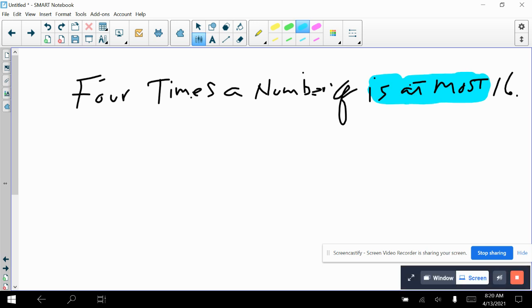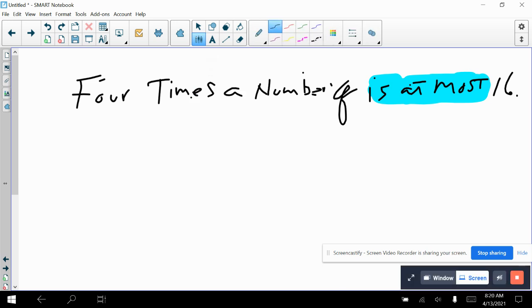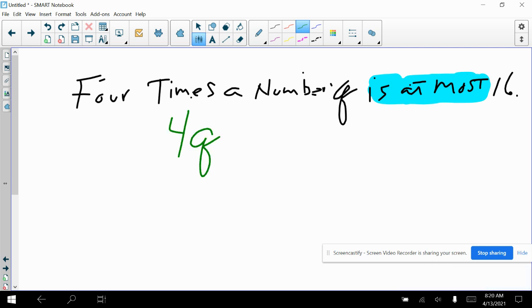This is one of the harder ones. I'm not sure why, but through the years, this is one of them. I'll show you the next one here in a minute. Okay, we should know what 4 times the number q looks like. What does that look like? 4q, very good. We've learned that it's not q4 anymore. All right, it's 4q.